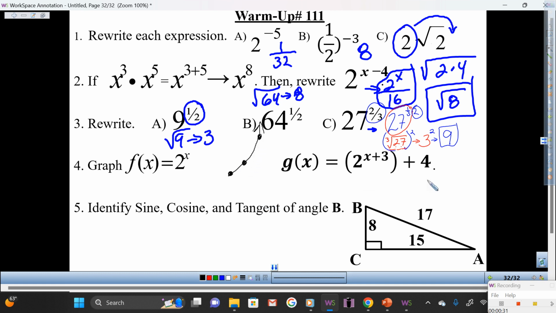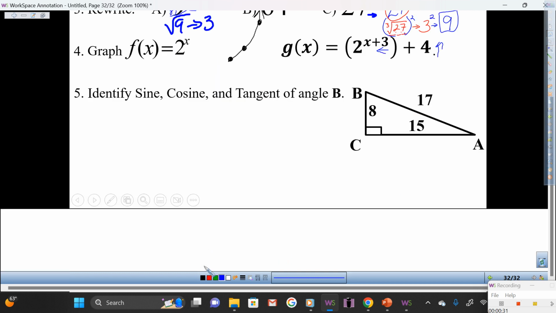All right, and we're going to move that according to this. Where are we going to move that to? 3 to the left and 4 up. Yeah, so 3 to the left, 4 up. So we're going to end up somewhere over here with the 3 points.